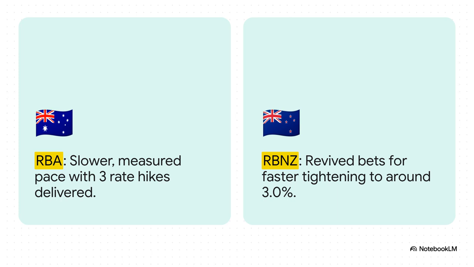Overnight index swaps are now pricing in the official cash rate rising to around 3.0% by December. This policy divergence is fundamentally pressuring the AUD/NZD cross rate and heavily favoring the Kiwi.